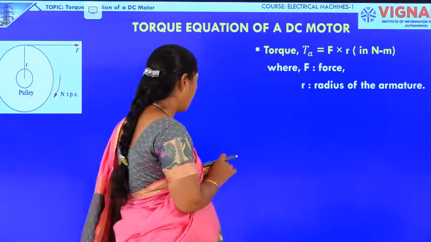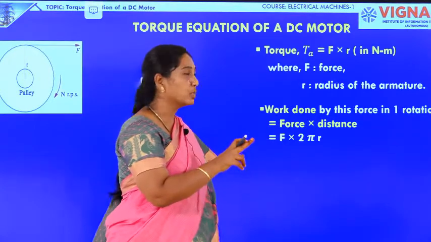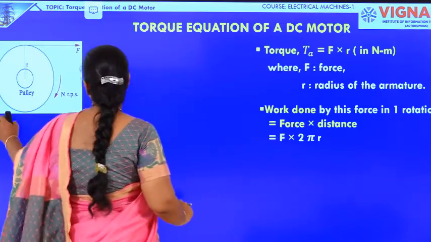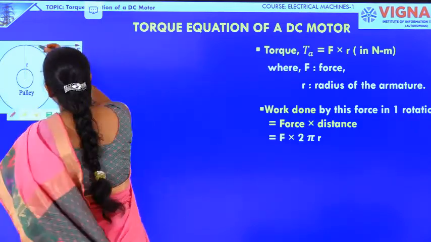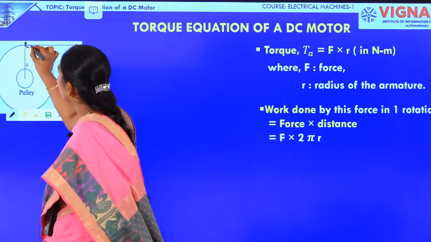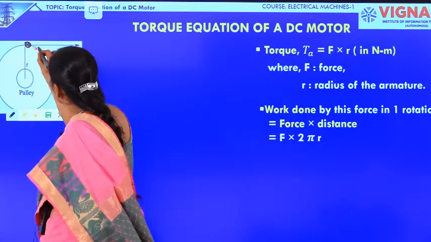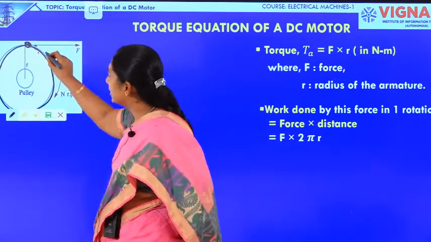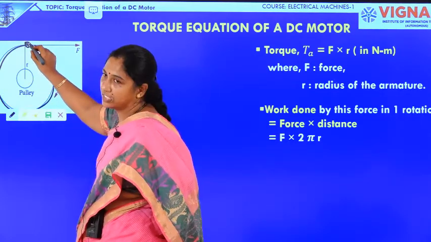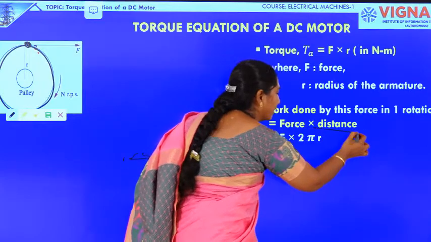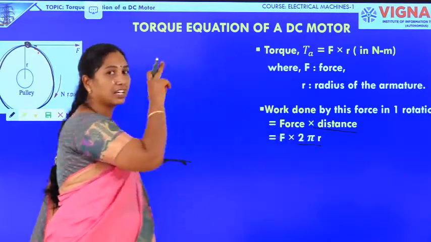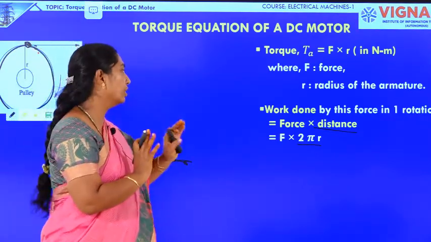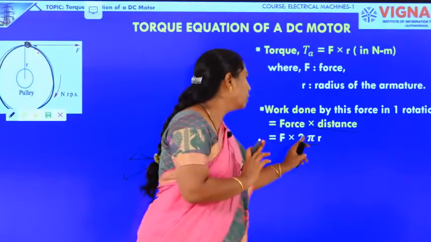Now let us look at what is the work done by this force when the conductor completes one complete rotation. Let us assume that the conductor is initially positioned here. For it to complete one complete rotation means nothing but it covers the distance of the total circumference. So the distance covered can be given by 2 pi r, which is the circumference of the armature of the DC motor. So the work done is F into 2 pi r.